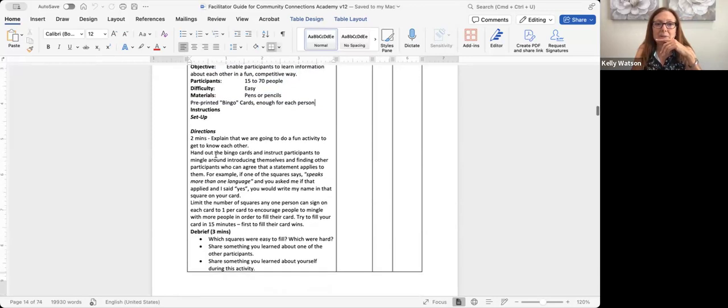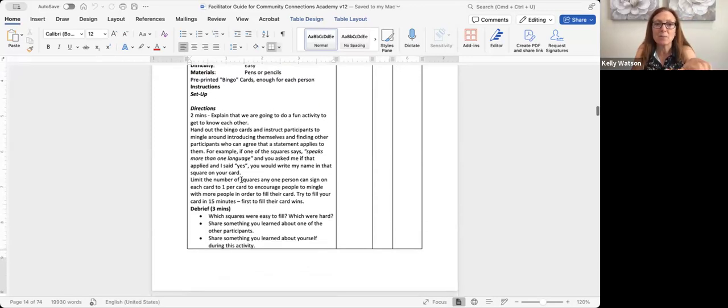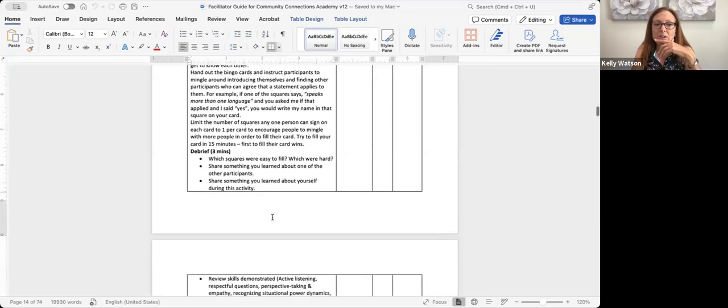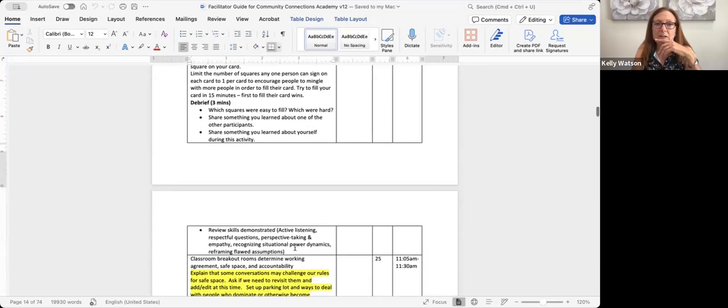And then here's the setup and directions. This tells you how to actually do it, and how much time each component should take. And then, of course, always critical is the debrief. Share something you learned about yourself during this. What are the skills? We had talked about these skills in the plenary, so we wanted the facilitator to pull out these skills.